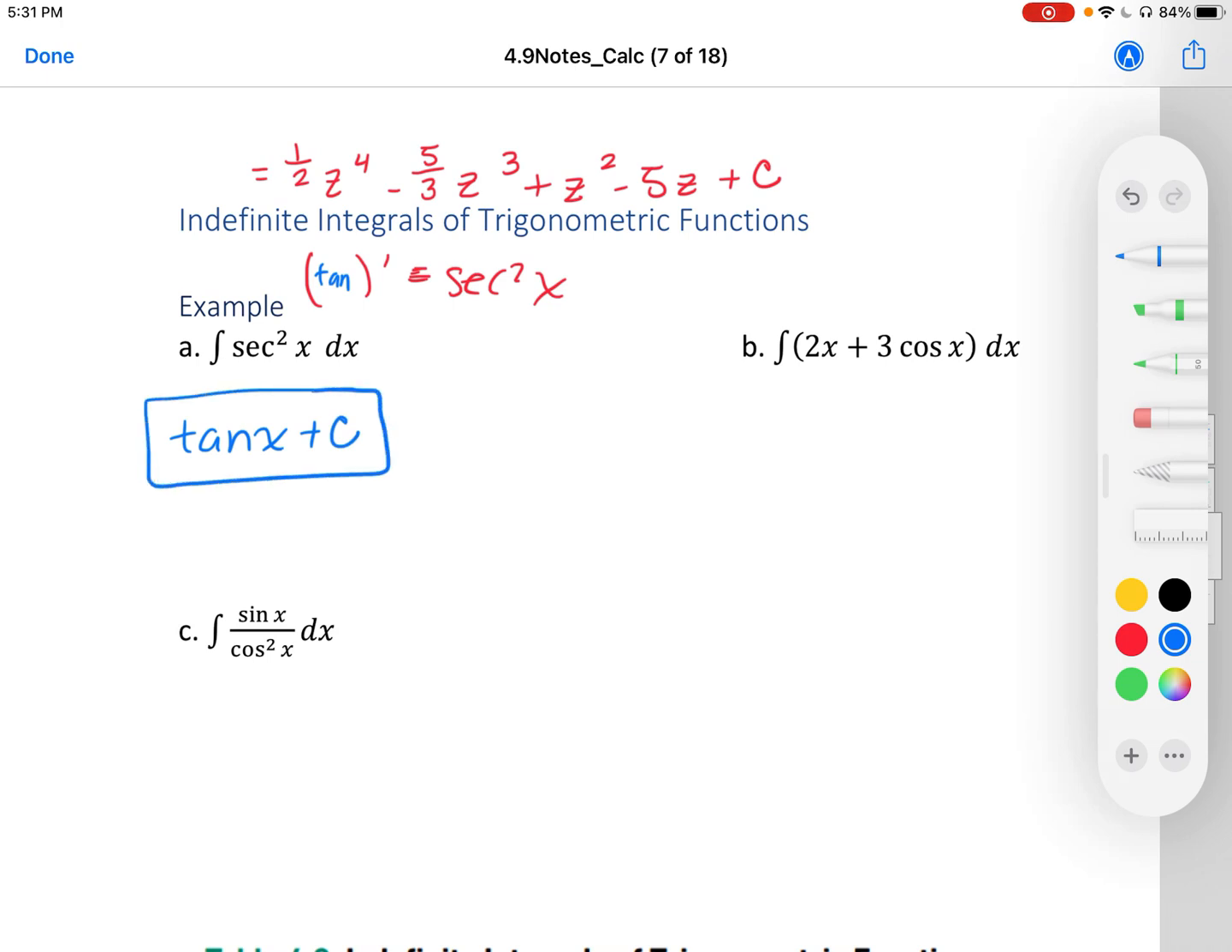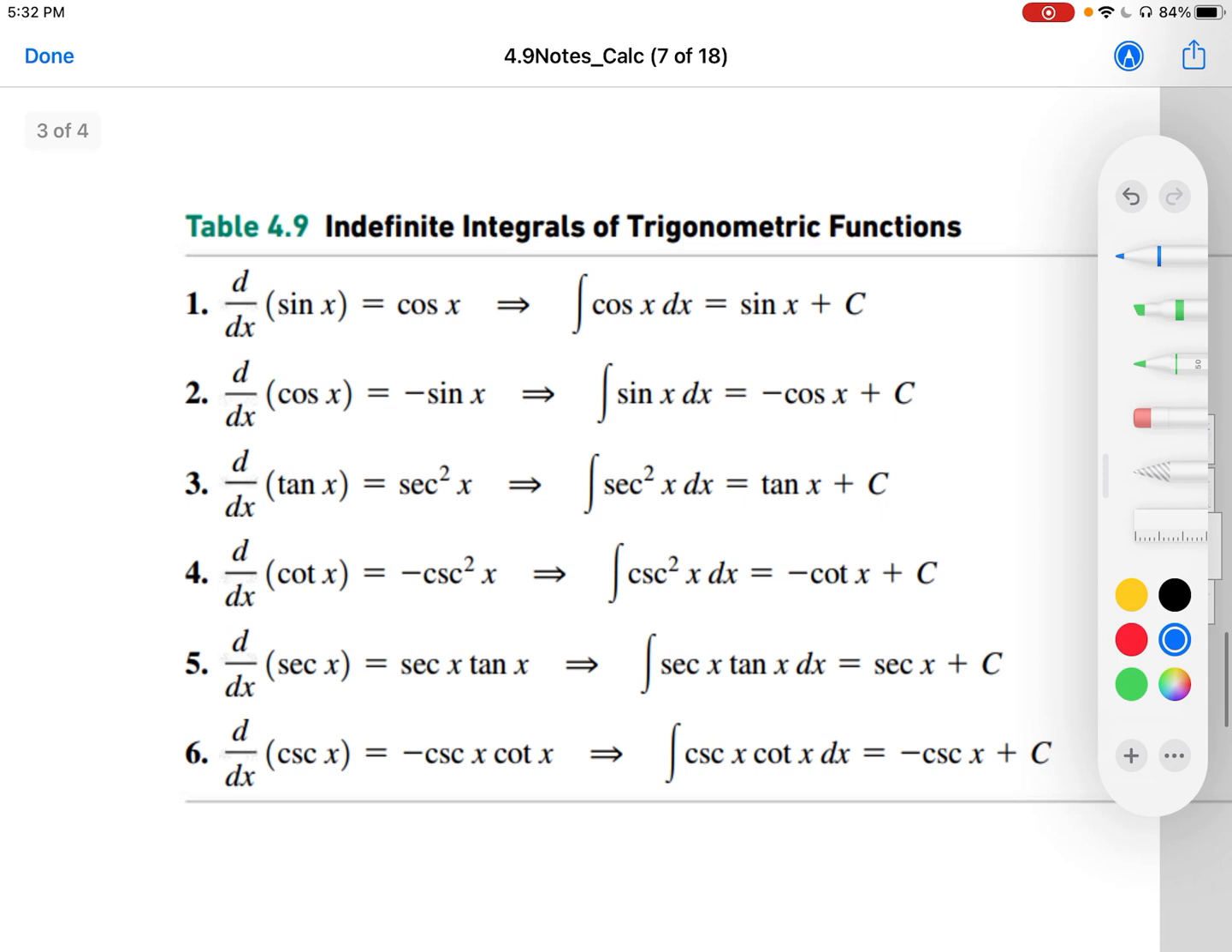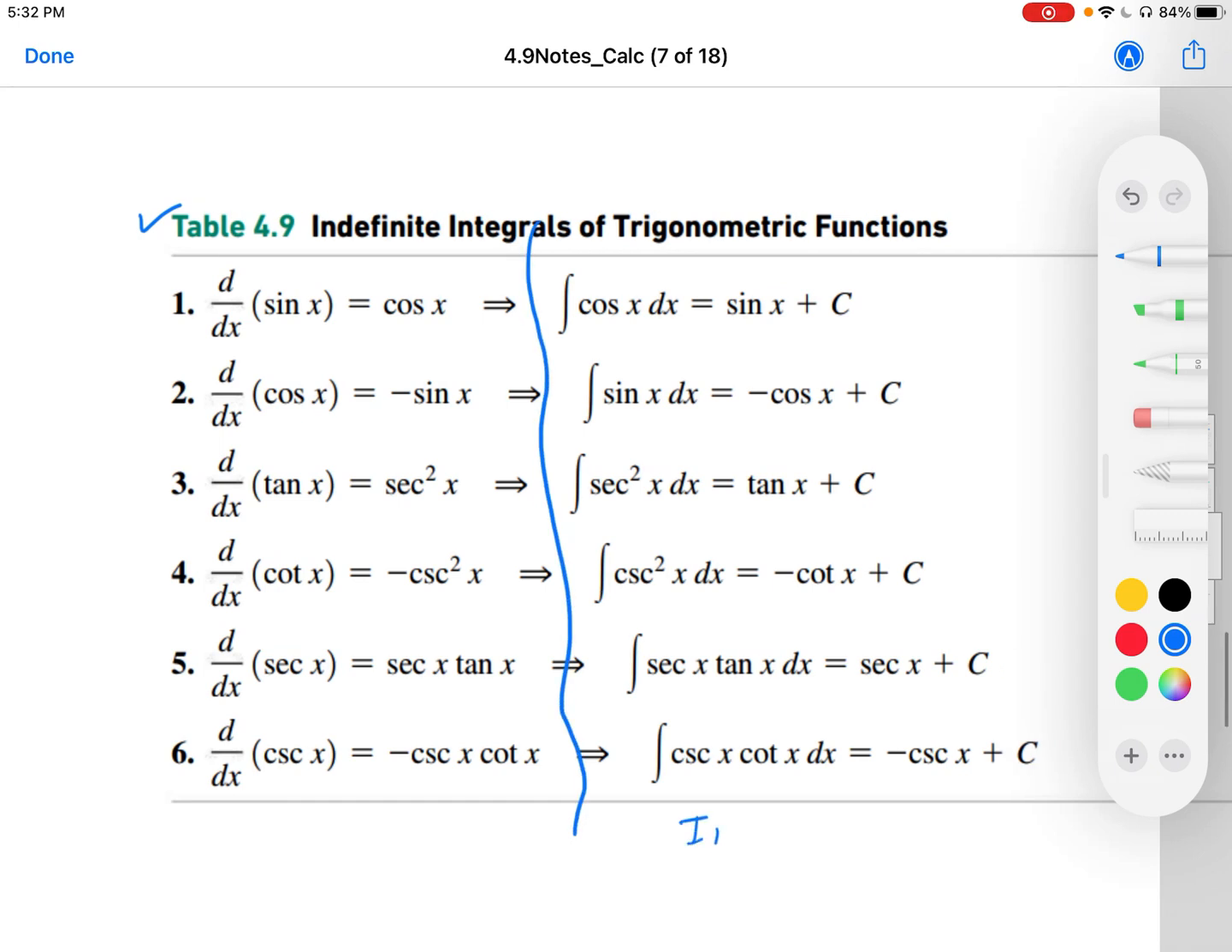It'll be more complex, as we will see in the next couple of examples. But to help you out, just as we had a chart that gave you all these derivatives, we also have a helpful chart to give us all of these antiderivatives or integrals. So this is a table from your text, table 4.9, indefinite integrals of trigonometric functions. And here you can see it tells you what the derivative is, and therefore it tells you what the integral is. So here's where it splits between your integral and your derivative. So you can see it's just a matter of looking at which way you're reading your problem.